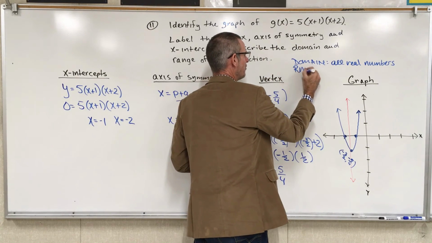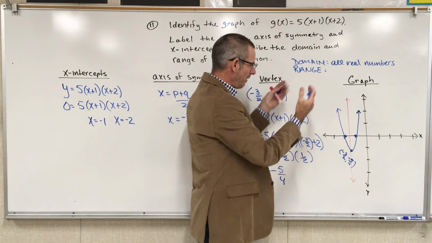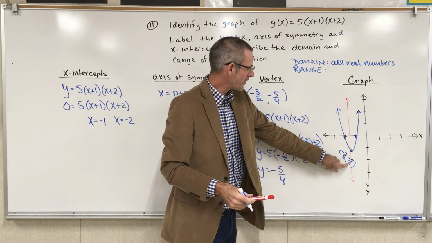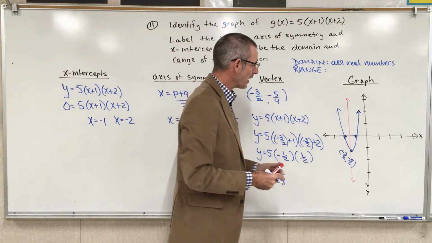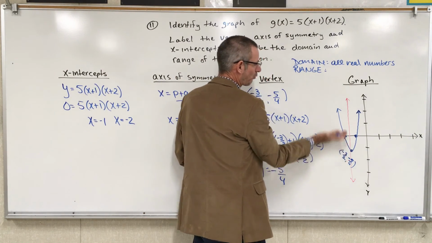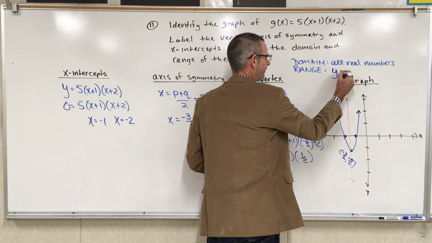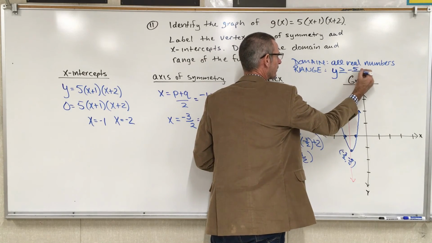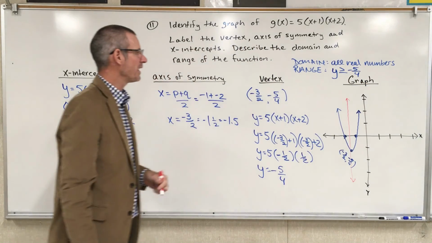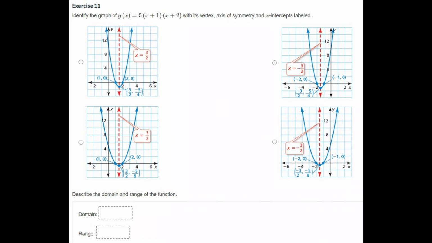And our range, if we look at our graph, opens up. And the y-coordinate of our vertex is -5/4. So every point on our parabola will have a y-coordinate that's greater than -5/4. So we would write it like this: y is greater than or equal to -5/4.